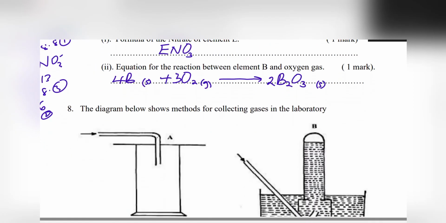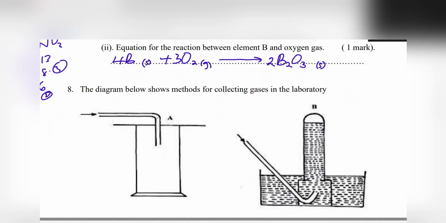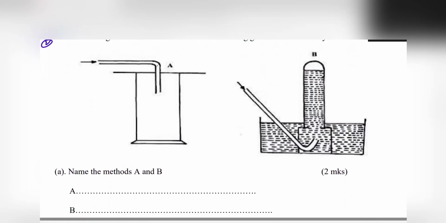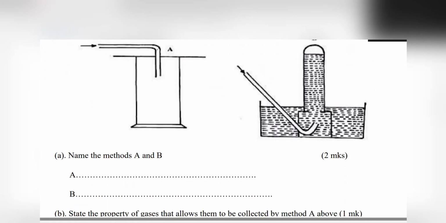We move to question number 8. The diagram below shows methods for collecting gases in the laboratory. We have A, which is downward delivery, and also B, which is over water collection. So A is known as downward delivery, or we can as well say it is upward displacement of air.